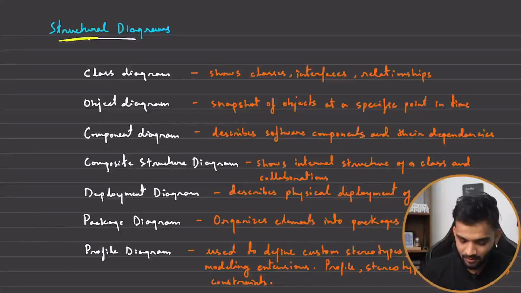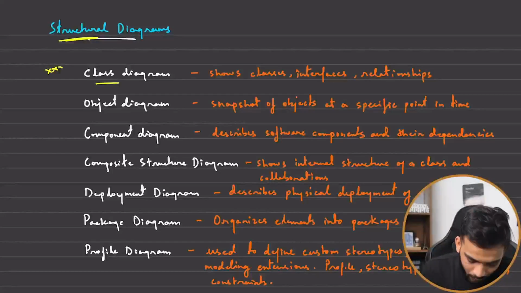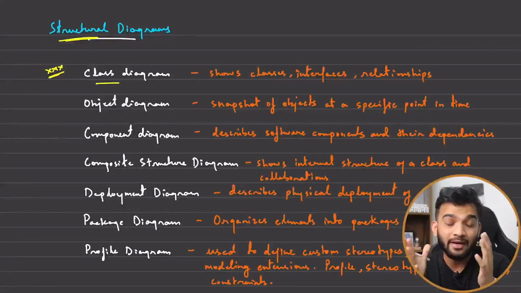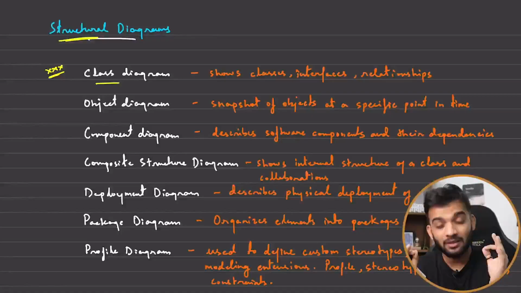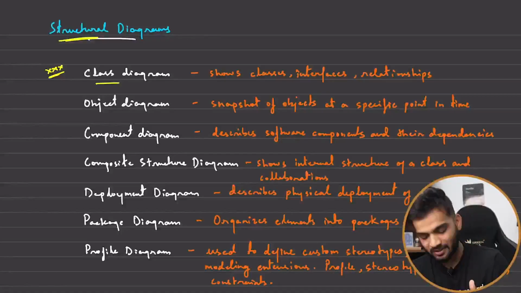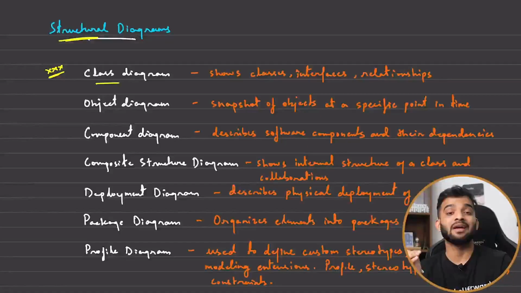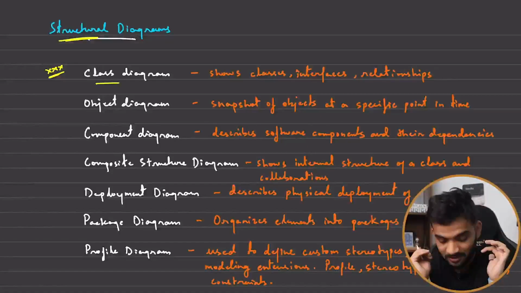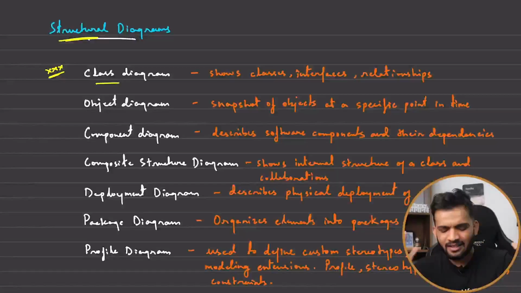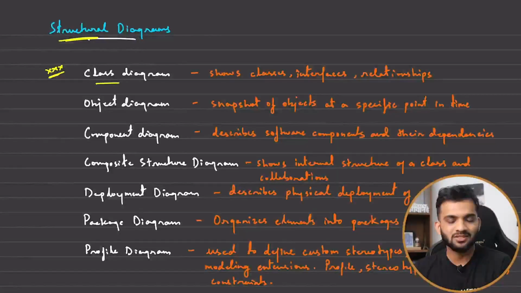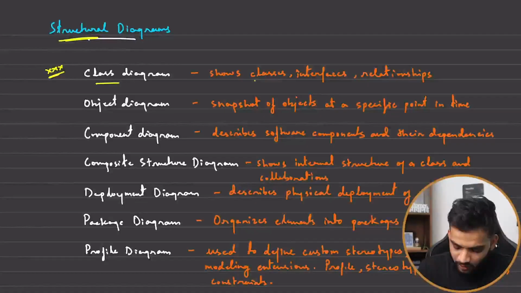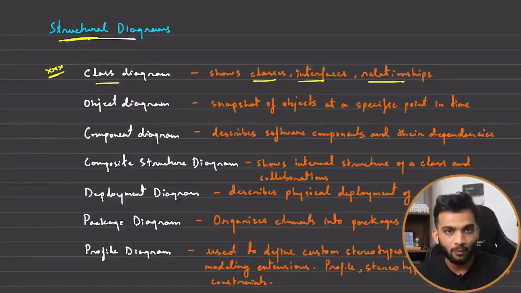Okay, the first one, class diagram. This is very, very important if you're into low-level design. This is the most important one, and this is what we will be following while we design bigger systems. Keep this in mind, and I'll have a full-length video on class diagrams in the next lecture. What is a class diagram? In very short, it shows you classes, interfaces, and the relationships between them.